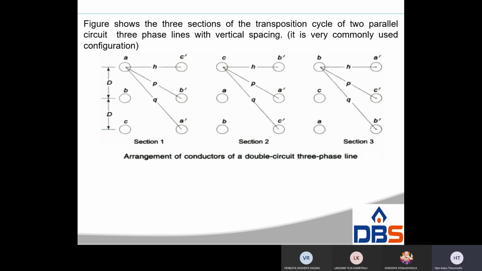So DM is the same for all three phases if the conductors have the same radius. Otherwise you have to calculate. Like that you have to determine the GMD, GMR in double circuit also. But we don't have it in the syllabus.